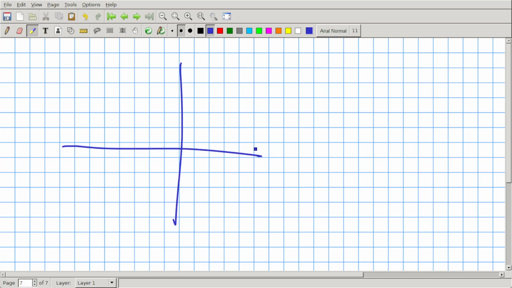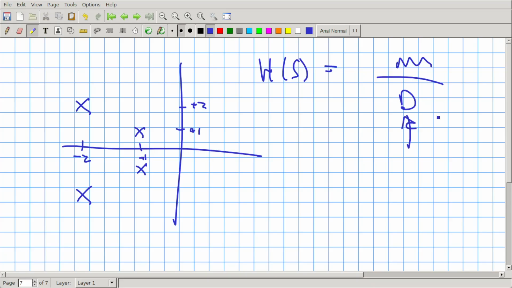Exercise for you. I have this situation, minus 1, plus 1, minus 2, plus 2, okay? H of s has to have numerator, denominator, find the denominator. Go. Discuss, do.